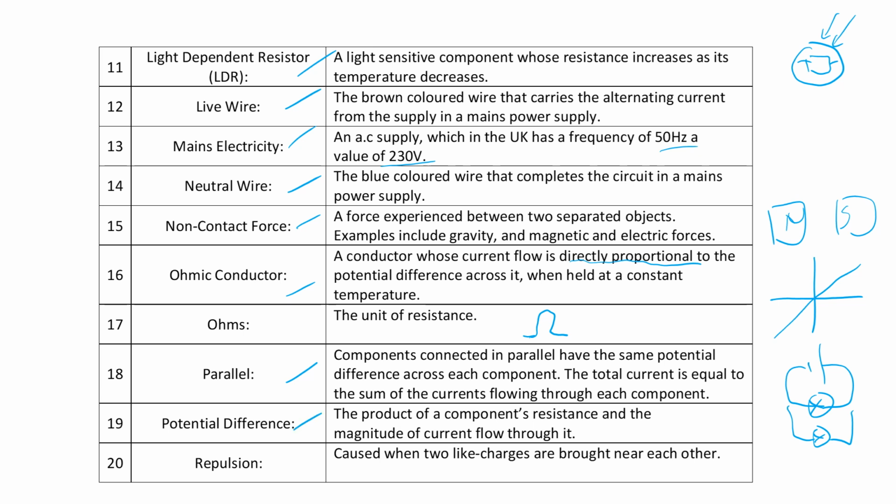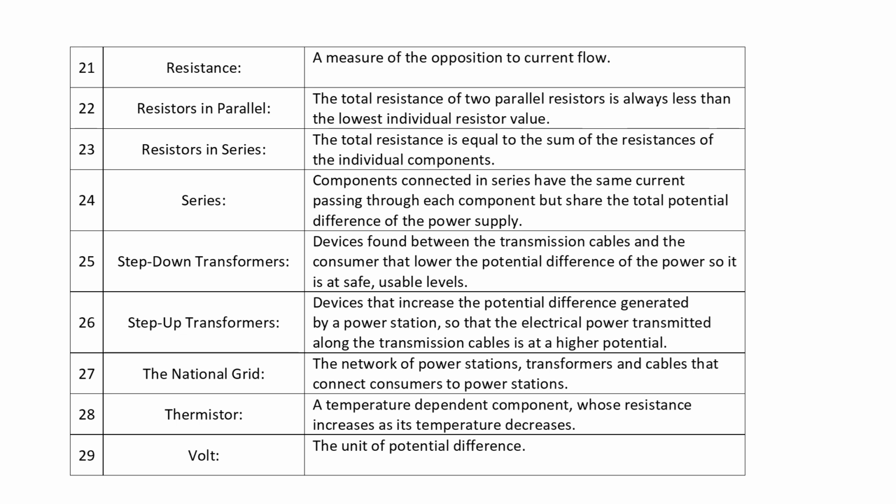This is caused when two like charges are brought next to each other. So if I've got a north and a north, they don't want to go anywhere near each other: repulsion. A measure of the opposition, so resisting: resistance. The total resistance of two parallel resistors is always less than the lowest.